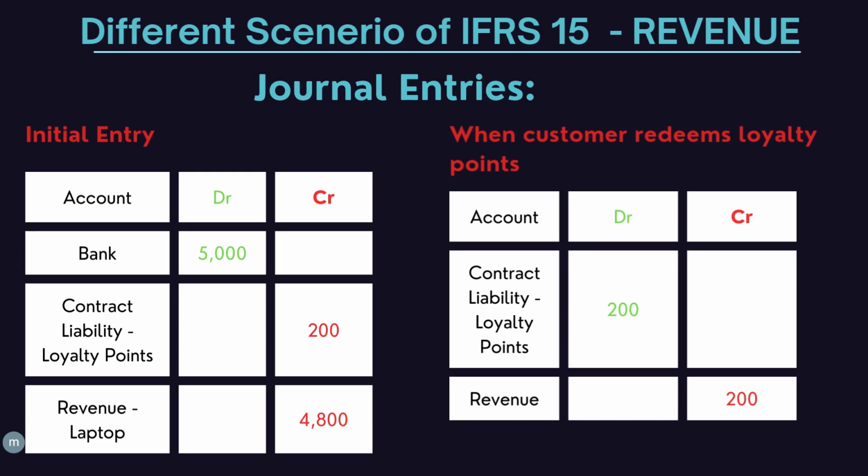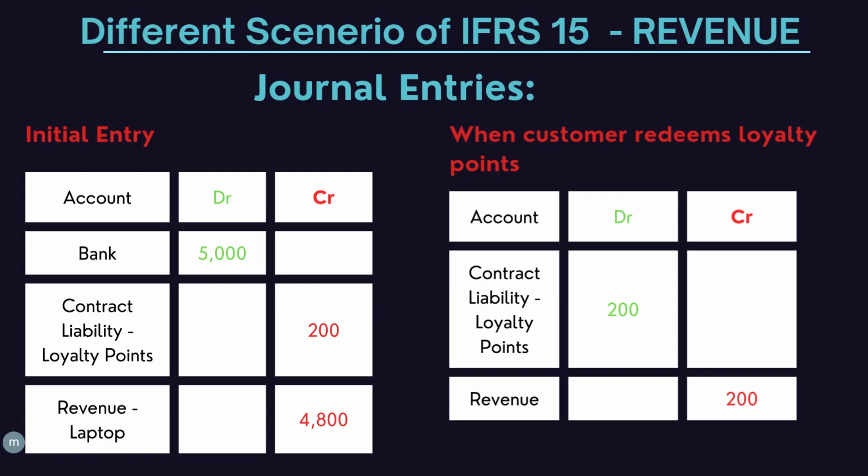So under IFRS 15, you have to split the sale. Part 1, the laptop you delivered. Part 2, the loyalty points, which will be used later. So how does that look in the books? When the sale happens: bank debit 5,000, revenue for laptop credit 4,800, contract liability for loyalty points credit 200.